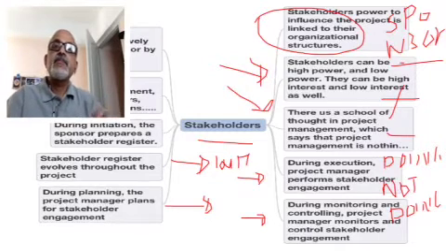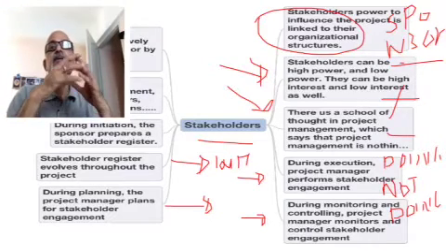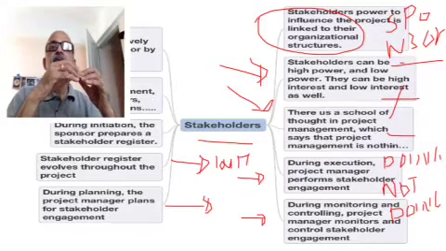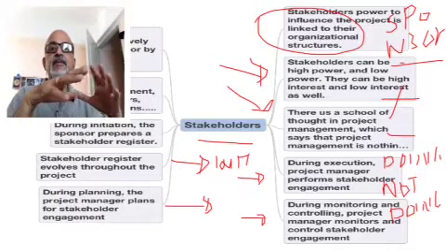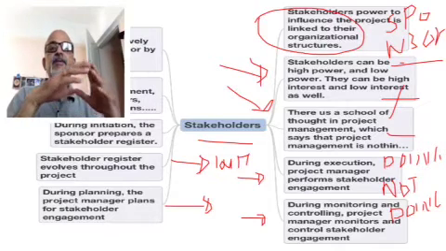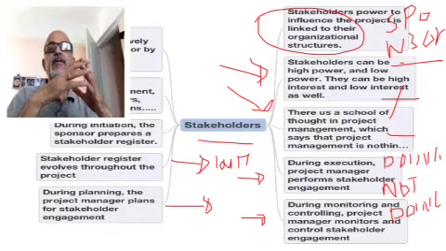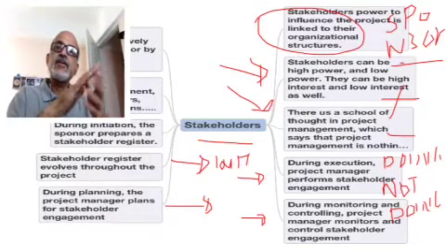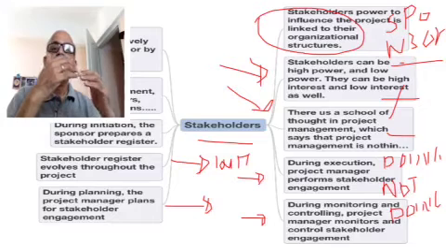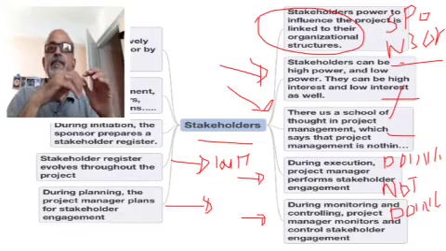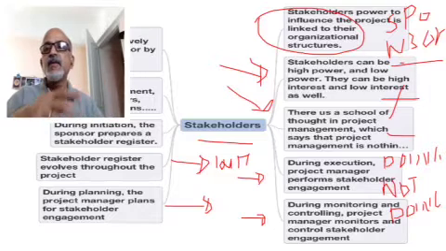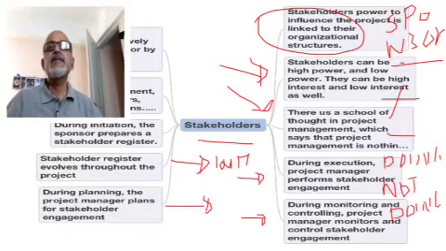Again, coming back to the definition: a stakeholder is anybody or any entity who is affected positively or negatively by doing a project, or by delaying a project, or by not doing a project. And all stakeholders cannot be sponsors, whereas a sponsor is definitely a stakeholder. So I think this makes the definition of stakeholder very clear to you.